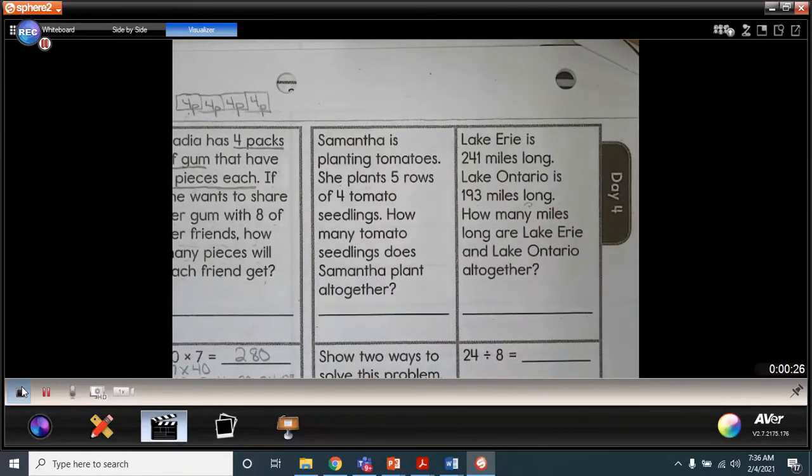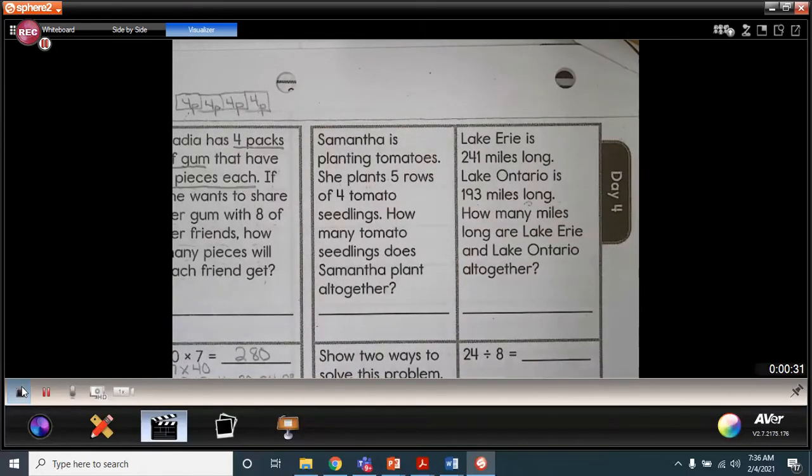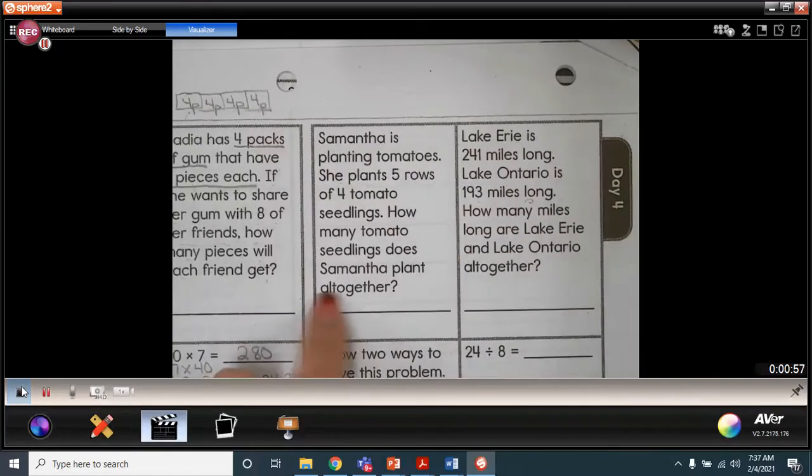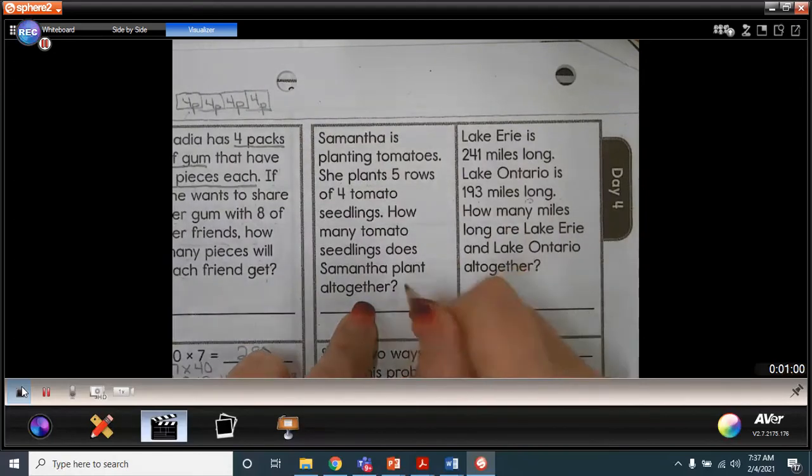So let's take a look at our first word problem or story problem. Samantha is planting tomatoes, and she plants 5 rows of 4 tomato seedlings. If you don't know what a seedling is, it's a baby plant. So she's got 5 rows, and she's putting into each row 4 tomato seedlings. How many tomato seedlings does Samantha plant all together? So we want a total here.